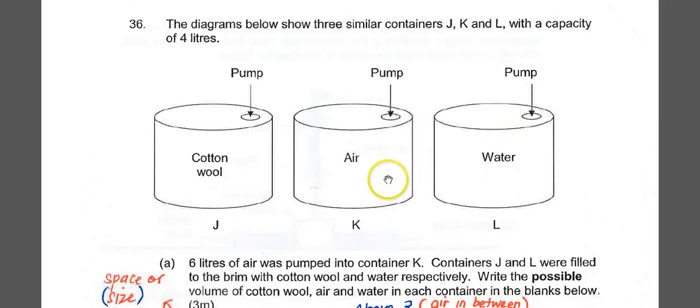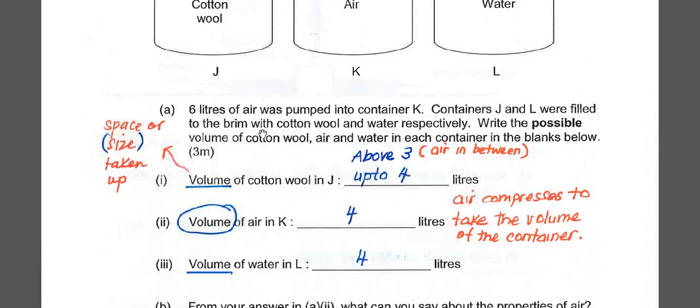For this case, 6 liters of air is being pumped. But this one you just shove the cotton wool inside, and this one you just fill the water to the top. The cotton wool also goes all the way to the top. Now, what could the volume of cotton wool in this J be? It should be somewhere between 3 and 4 liters, or even up to 4 liters, depending on how you shove the cotton wool inside.